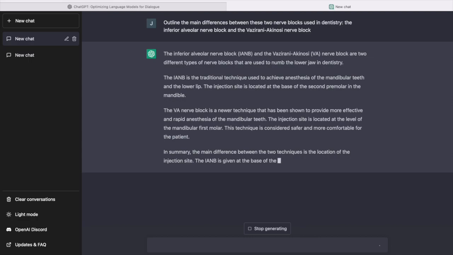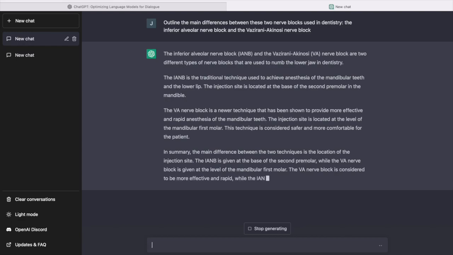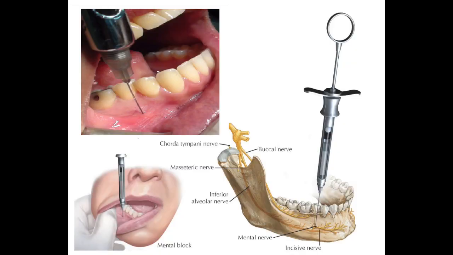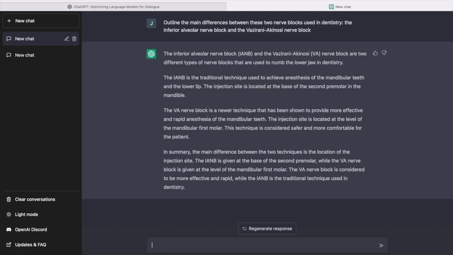Yeah. The injection site is located at the base of the second premolar in the... No, it's not. The injection site is not the base of the second premolar in the mandible. That's describing a mental block. That's completely wrong. What a shame. All right.